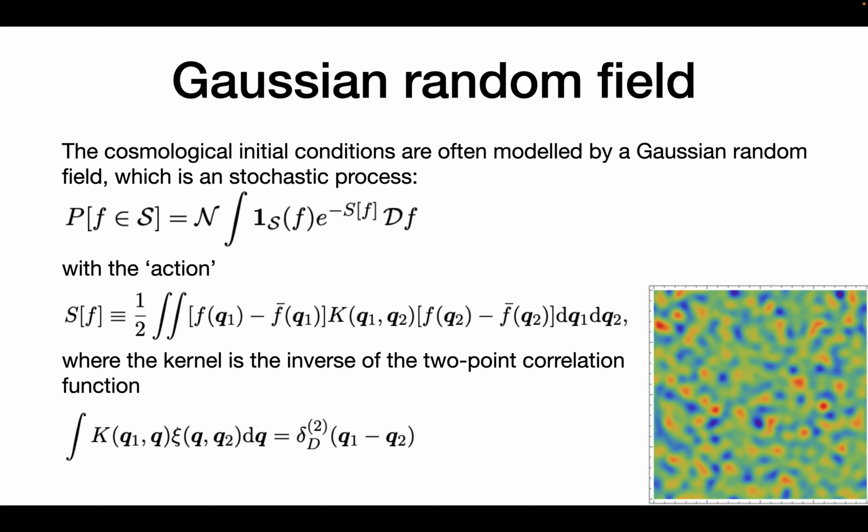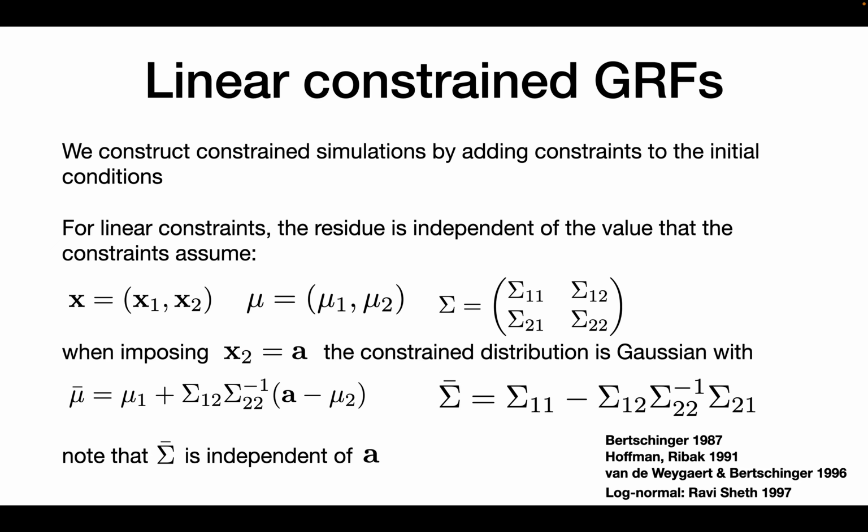So Gaussian random fields are a multi-Gaussian process, and there is a very nice property which this process has. It's a Gaussian distribution, and this Gaussian distribution has the property that if you set linear constraints, so if you say that you have, for example, a two-dimensional Gaussian distribution, and you say the second variable x2 is a value a, which is a linear constraint, then the resulting distribution for x1 is again a Gaussian distribution where the mean has shifted, but the covariance matrix is altered in a way which is independent of the value of a. And this has traditionally been used to constrain Gaussian random fields.